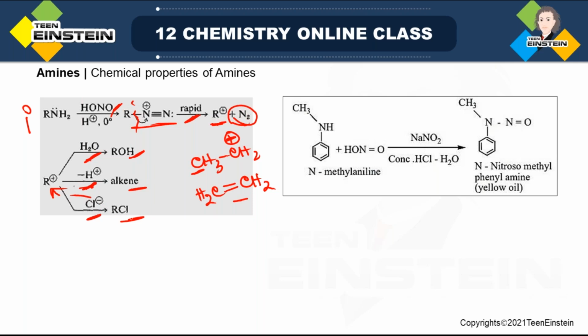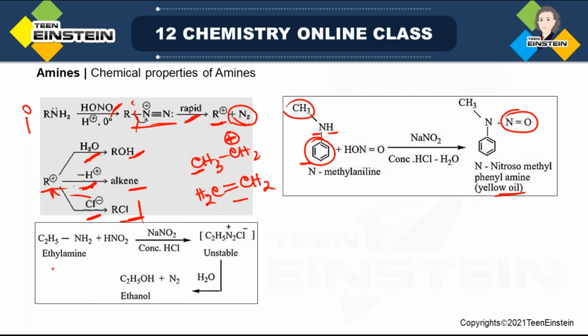So this is the fate of R plus, and that depends on what you are using. H2O gives alcohol. If it is removal of H plus, then it is alkene. In this case, you can use some base. With attack of Cl minus, we get alkyl halide. So different types of products we can get. If it is 2 degree amine, see this is 2 degree amine because with nitrogen we have only one hydrogen, one methyl group, one phenyl ring. For 2 degree we have seen yellow oil, which is basically because of this N-nitroso compound. So with nitrogen, nitroso group is attached. It is N-nitroso methyl phenyl amine. This is yellow oil.